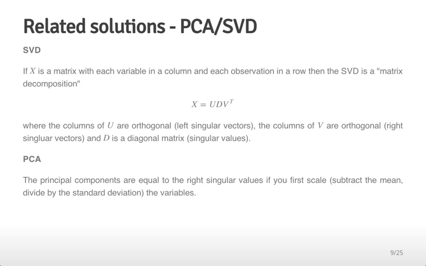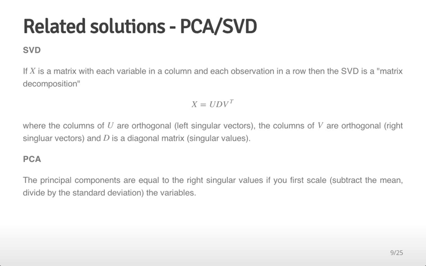So the first approach, the singular value decomposition, compresses the data by performing a matrix decomposition. Don't be too intimidated by what a matrix decomposition is in terms of math. You primarily need to be concerned with knowing that this decomposition has three parts: the U, or the left singular vectors, the D, the singular values, and the V, which are the right singular vectors. The principal components of a matrix are actually equal to the right singular vectors if you first scale the variables by the appropriate quantities before performing the singular value decomposition. In other words, the SVD and PCA give you the same solutions if you perform the right pre-processing first.